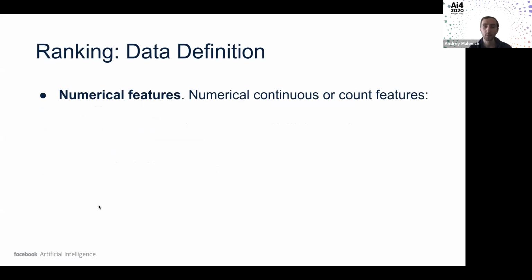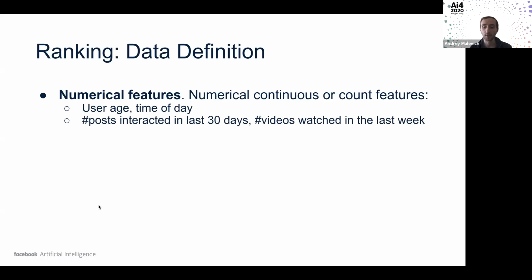The first category is numerical or continuous features. Those features usually represent various continuous values or counts, and closeness in the space of these features usually means similarity of their semantics. As examples of such features, one can think of user age or time of day, maybe the number of posts interacted with within the last 30 days, or the number of videos watched within the last week, or even various content embedding features, for example, image embeddings or text embeddings that the user might want to see.